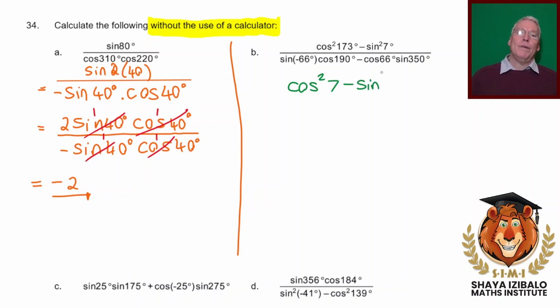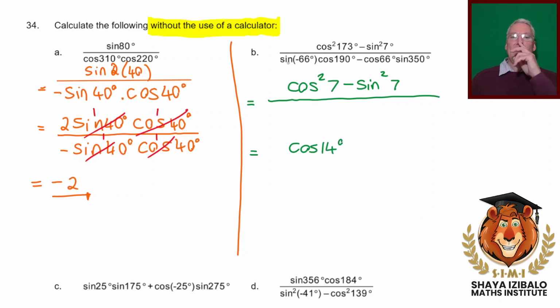And what is that? What is cos squared minus sine squared? Which one is it? That's right. That's actually the cos of two lots of 7. That on the top there is the cos of 14. Okay, so on the top we've got the cos of 14. Let's have a look at what we've got on the bottom. Sine of something, cos of something, cos of something, sine of something.